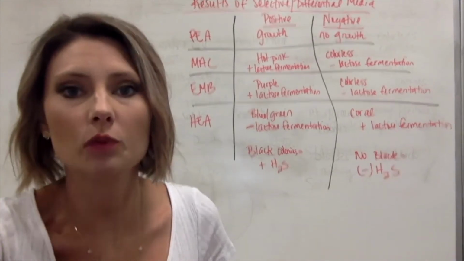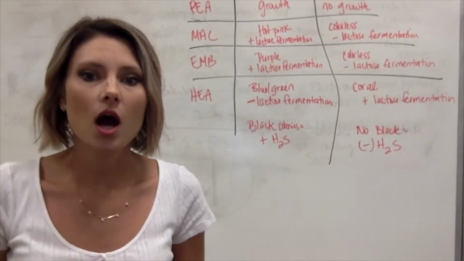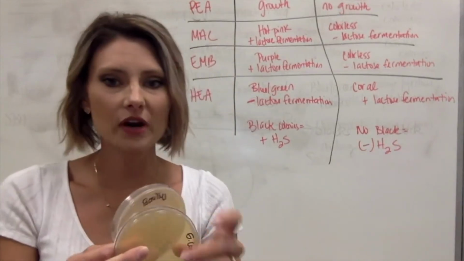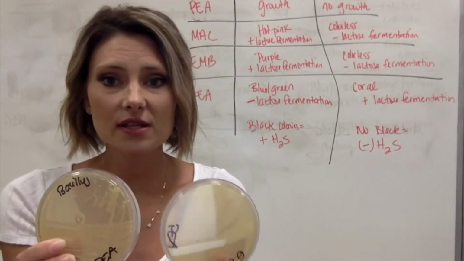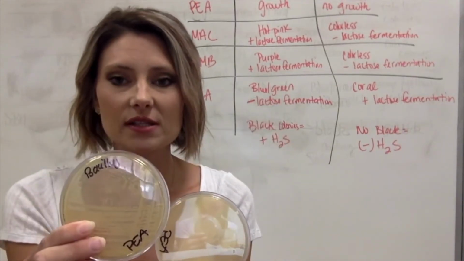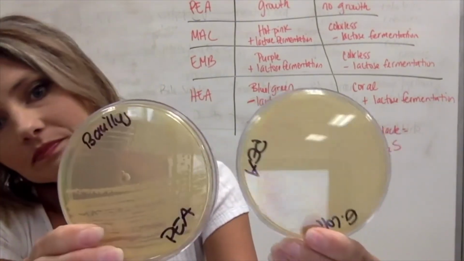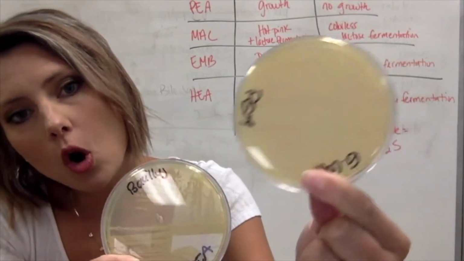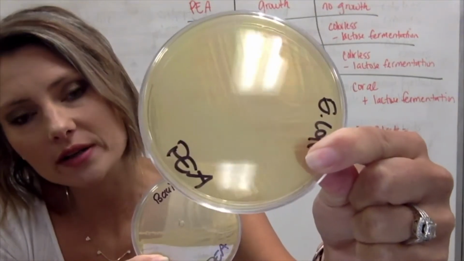So let's continue on with reading the PEA. And if you see, I've got the results up on the board, what it should look like. So let's read PEA. So I've got both of them right here. Okay, so if you remember, I did a streak plate with both of these in the last video. So here's E. coli and here's Bacillus. So you'll notice that there is absolutely no growth on the E. coli plate. Nothing there. All you see are my streak marks.